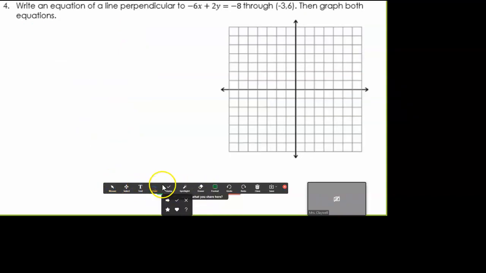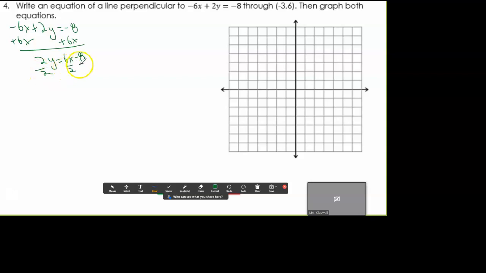Okay, so this is the last one we'll do. It wants us to write an equation that's perpendicular. So I first need to find the slope of the original. So I'm going to get y by itself. So I'm going to start at -4, up 3 over 1, up 3 over 1.